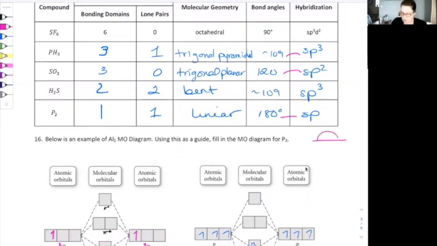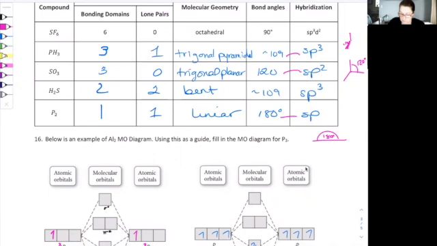So that means that everything is 180 degrees. When we're sp2, that means that we have 3 things attached to the central atom. And the best way to spread those out is if you have bond angles of 120 degrees. And then with sp3, we're talking about a tetrahedron shape.